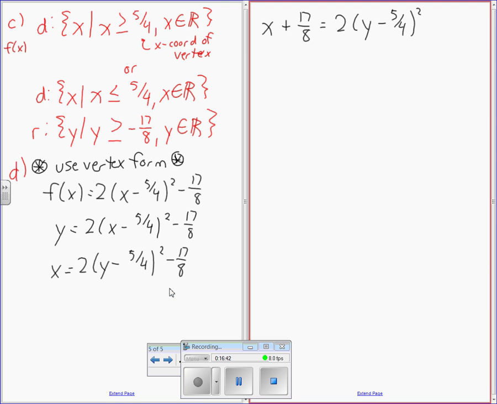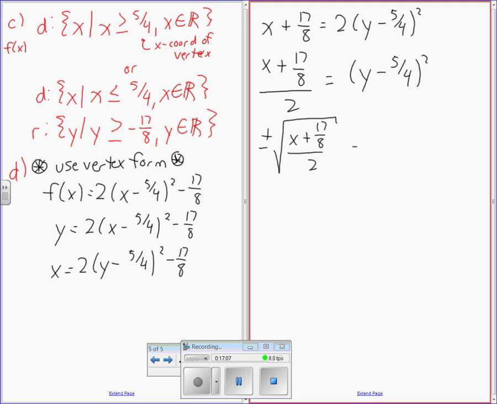All right, so what I'm going to do is I'm going to divide by 2. Because I'm going to want to just make it as simple as I can on the right-hand side. All right, Austin, do you recall what to do next? Square root. Square root, good. So it's going to be plus or minus square root x plus 17 over 8 all over 2 equals y minus 5 over 4.